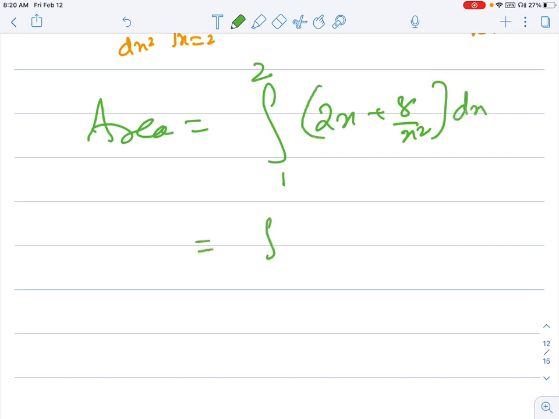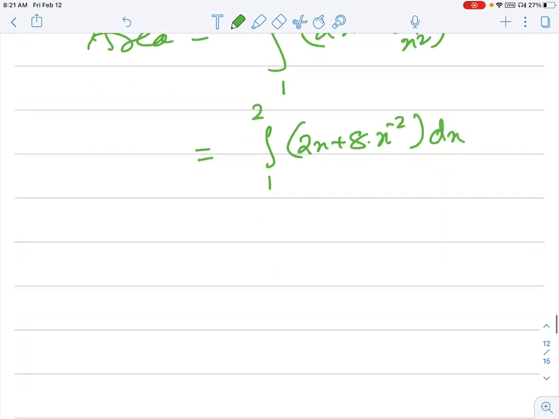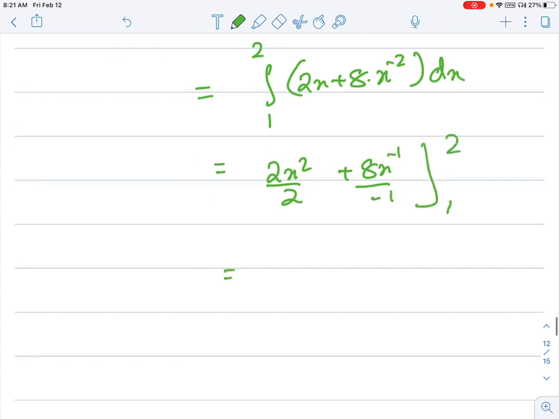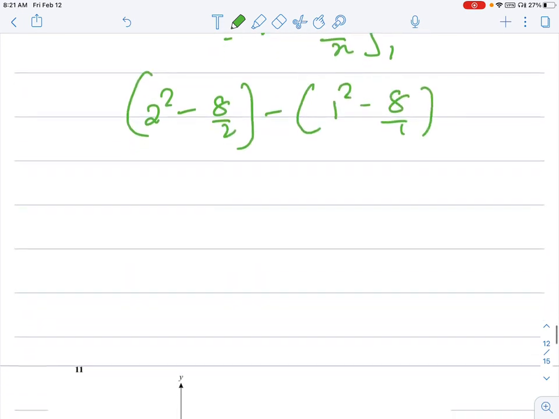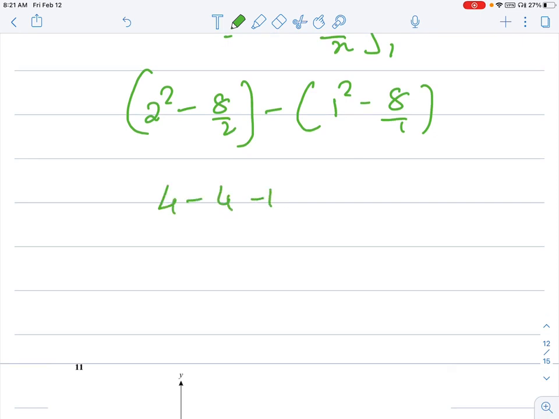So the integral of 2x plus 8x to the power minus 2 dx from 1 to 2. That gives 2x squared upon 2, then 8x to the power minus 1 upon minus 1, from 1 to 2. So it is x squared minus 8 upon x from 1 to 2. Substitute: 2 squared minus 8 upon 2, minus 1 squared minus 8 upon 1. That is 4 minus 1 plus 8, so that's going to be 7.